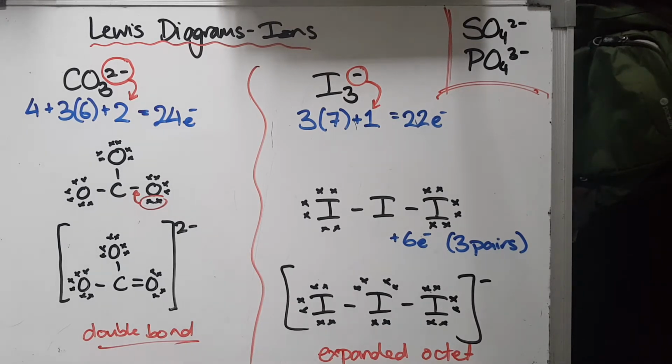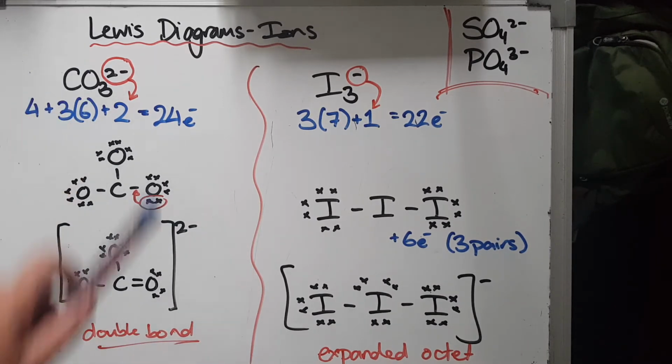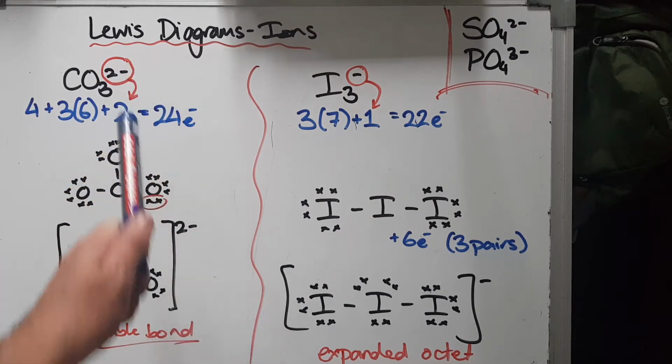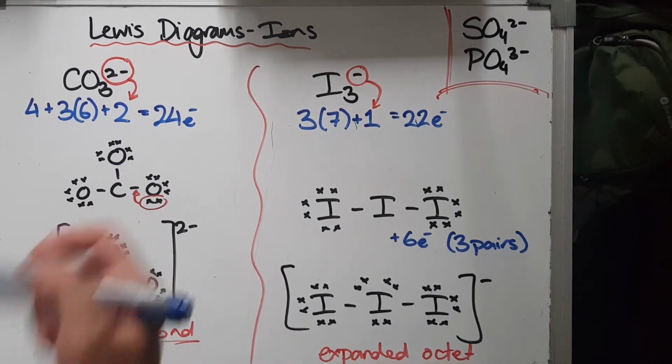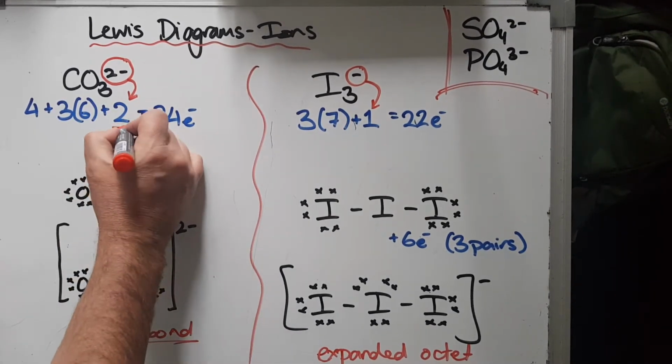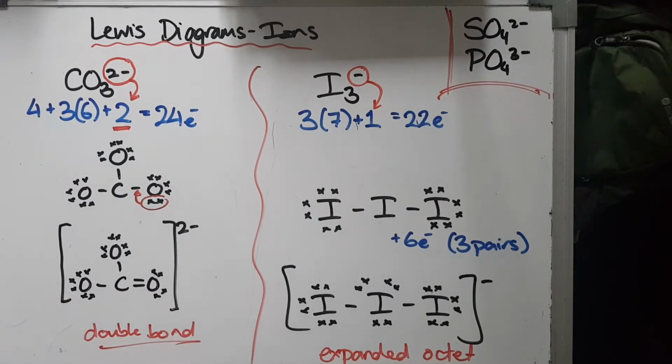So the first one is carbonate. Now using my way of doing this, what I do is I add up my number of valence electrons, 4 for carbon, 6 for each oxygen, but I've also got to take into account the charge. It's 2 negative, so it has 2 more electrons in its total number of electrons. So it's going to have not 22, but 24 electrons.